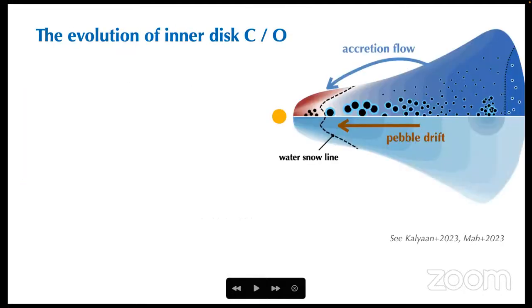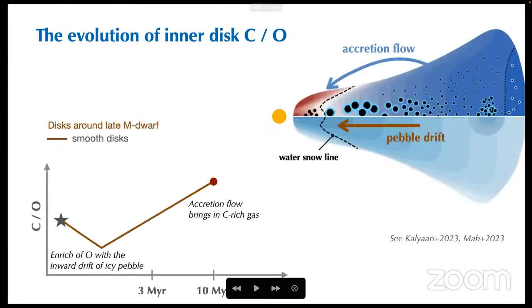So then how can we apply this idea to the majority of disks? We can imagine 2 scenarios. On the one hand, there is the one I just introduced, those dust pebbles drift and bring water inside, so it becomes more oxygen rich. And then on the other hand, you also have accretion process that can transport carbon-rich gas from the surface inward. So comparing the 2 processes, drift happens much faster. So the competition of the 2 then involves the system age.